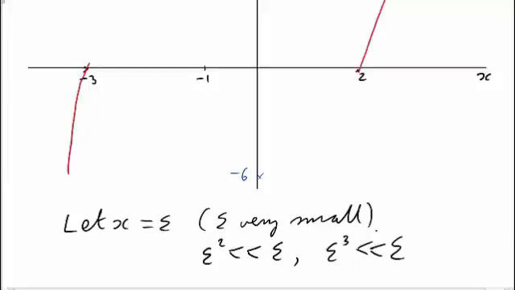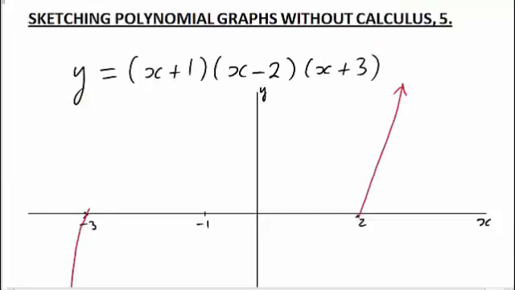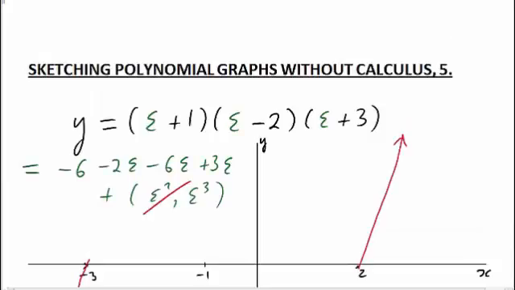Let's go back and do that. Here is our y, remember. Let's substitute x equals epsilon into that formula and then expand it. Clearly the constant term is still minus 6. I haven't bothered to write out the squared and cubed terms because I know that I'm going to neglect them. So the only work I have to do is to think about the linear terms in epsilon.